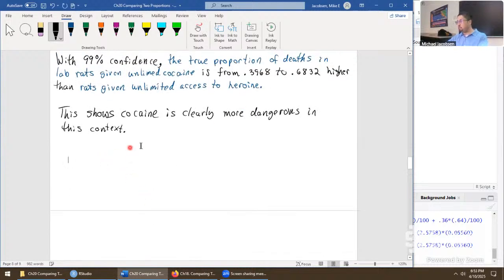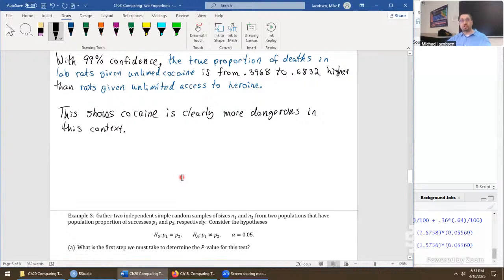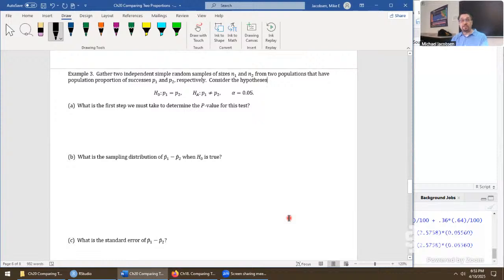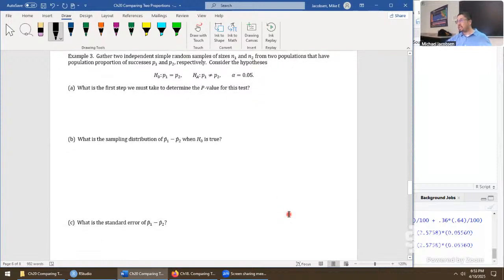When you do a confidence interval with categorical data, it's not too weird, but the moment you step into the realm of hypothesis testing, huge changes will occur. So example 3 is just a warm-up phase before we go into the full method of the hypothesis test. Here's the setup: we have two independent, simple random samples. Sample sizes are indicated as N1, N2. Populations have true population proportions of successes, P1 and P2. Our null hypothesis is that P1 is P2.